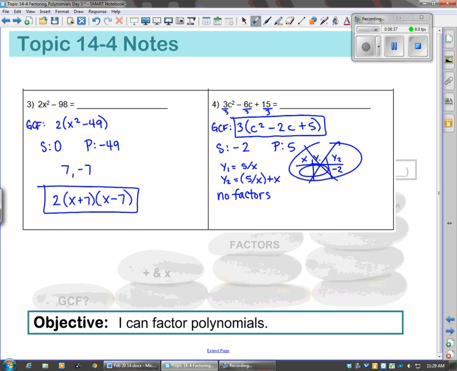We did pull out a greatest common factor. When you get to where you've got your 3 terms and you can't factor any further, you just go back to where you started with the GCF. The greatest common factor is 3. We still can pull that out and just leave c squared minus 2c plus 5. So this is your final answer, and that's okay. Every once in a while that happens. If you get to something and you're certain you've typed it in correctly and there's no factors, then you just leave it as it was before.